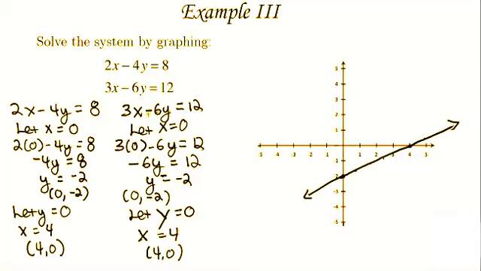So no matter how I would have done it, no matter what x and y points I picked, they would have landed on the same line. So this is a situation where I have an infinite number of solutions. Any point on this line, which goes on in both directions forever, is going to be a set of solutions for these two equations. So that's an infinite number of points, so it's an infinite number of solutions.